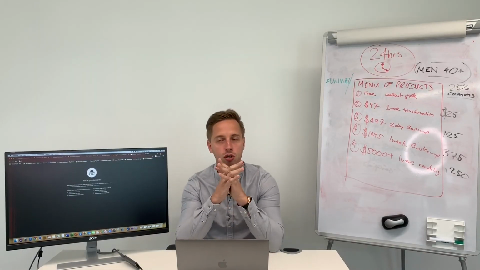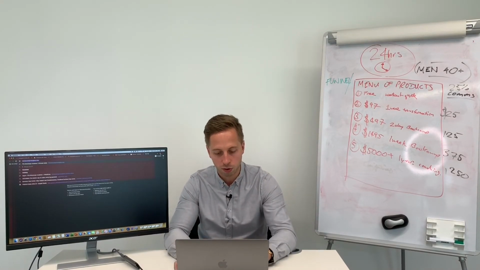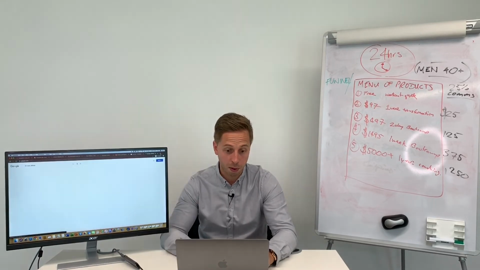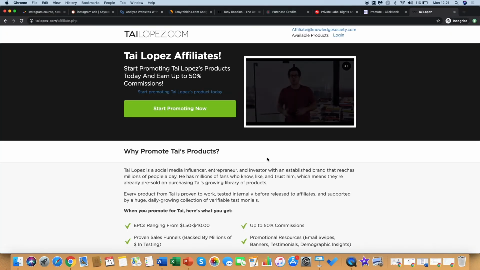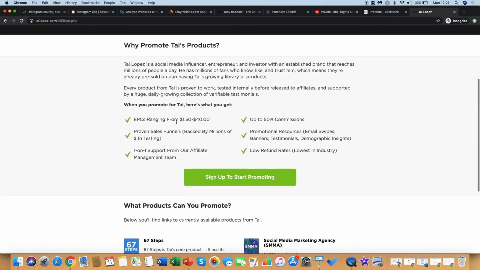Let's say you're in the digital world and you're looking to create some digital products. So what I would do is, there's a guy called Tai Lopez, for example, and I would search on Google, remember what I said to you, Tai Lopez affiliates, and you will find it. Okay, look, he's offering earn up to 50% commissions on his products.